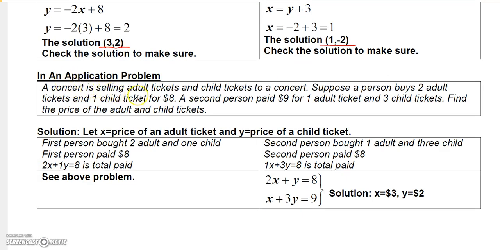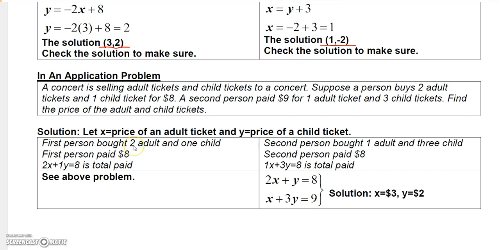A concert is selling adult tickets and child tickets to a concert. Suppose a person buys 2 adult tickets and 1 child ticket for $8, and a second person paid $9 for 1 adult and 3 child tickets. Find the price of the adult and child ticket.